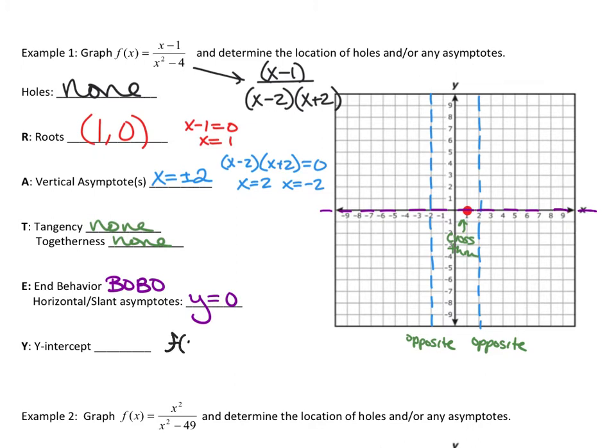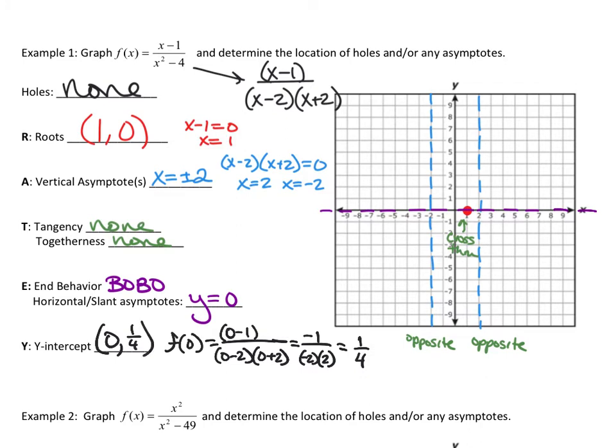And then to find the y-intercept, you're going to plug 0 into the factored version of this function, which is pretty easy to do because it's all zeros. This is going to be -1 times -2 times 2, which is -1 over -4, or 1/4. So my y-intercept is (0, 1/4), which is like right there-ish. Not super accurate, but that'll do.